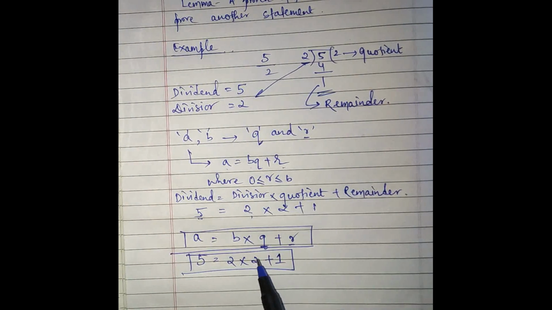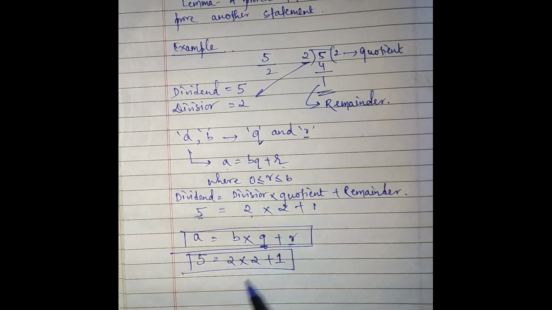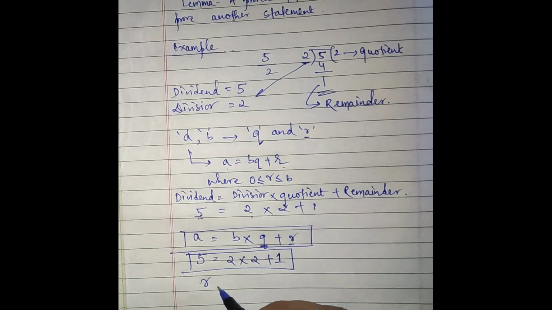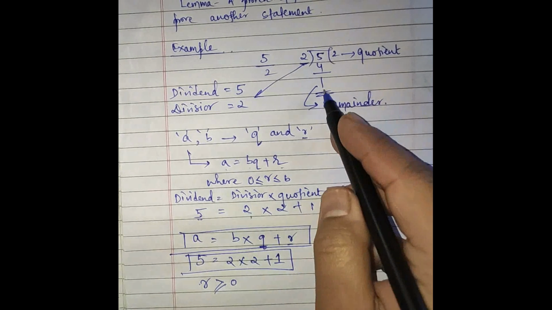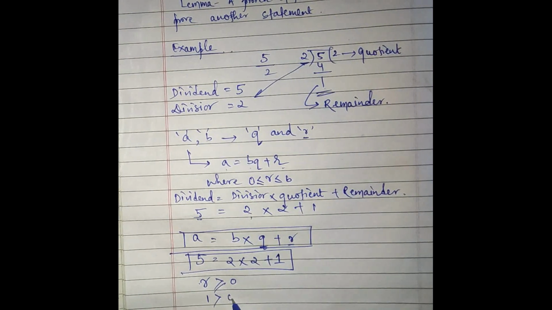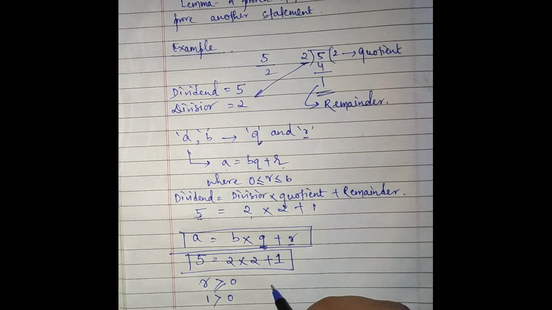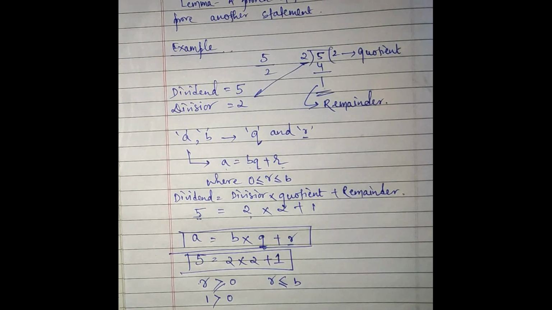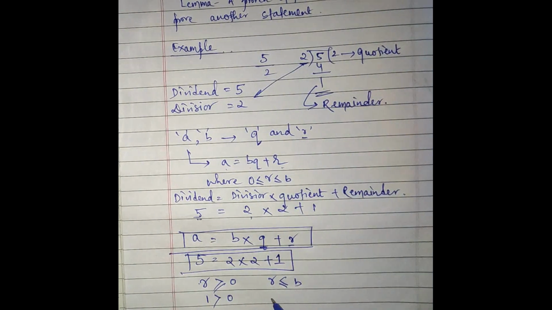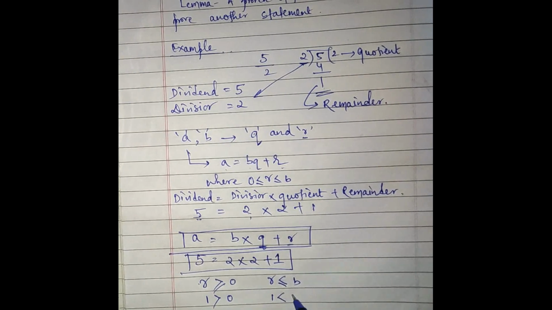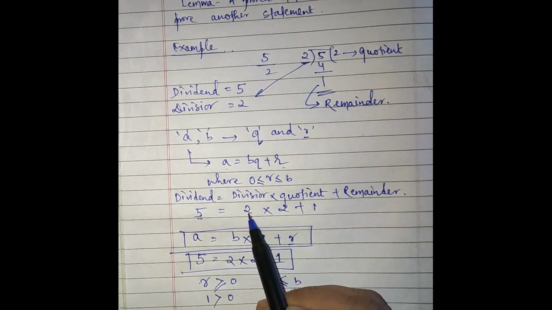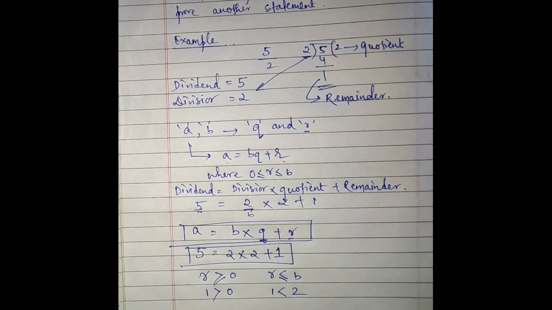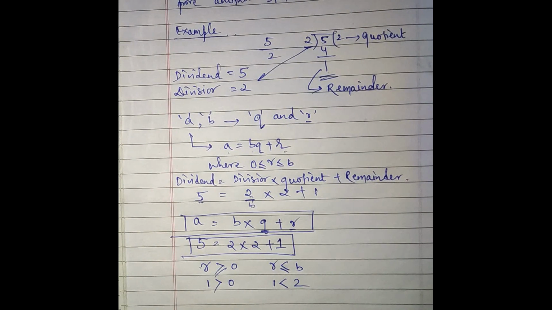Let us see from here whether this is true or not, that r should be greater than or equal to 0, isn't it? So here r is your 1. It is greater than 0, all right, and your r should be less than b. So what is your b here? Your b is the divisor, so your remainder is 1 and it is less than 2, isn't it? B is your 2. So this is all about Euclid division lemma, all right.